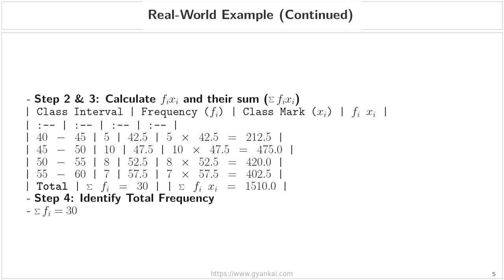Next, in step 4, we need to identify our total frequency. By adding up all the students in each group, we find that the sum of f sub i, or the total number of observations, is 30.